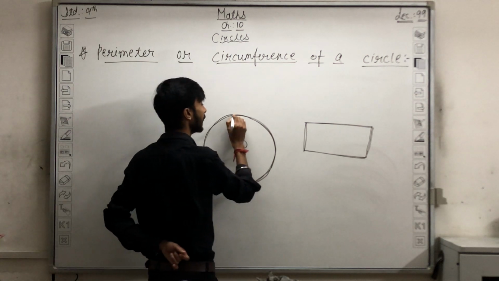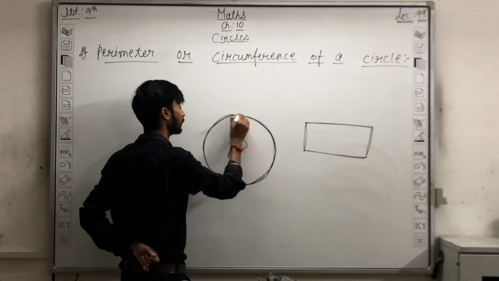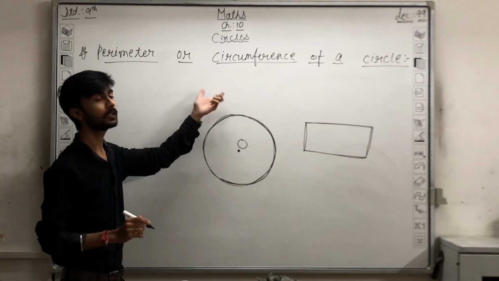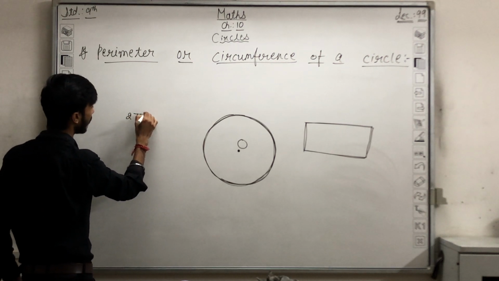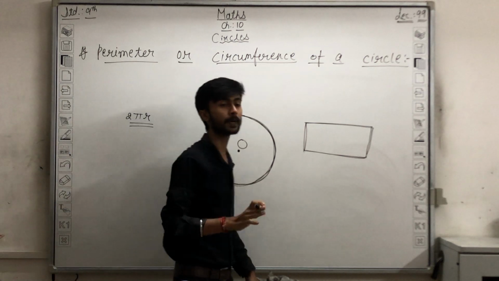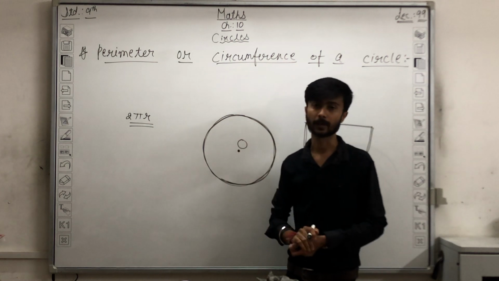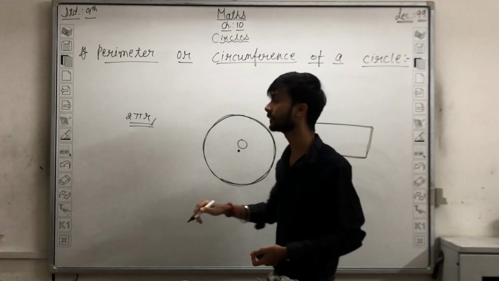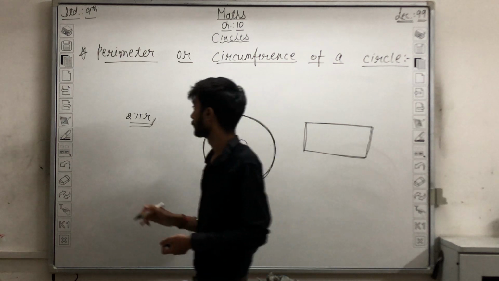So the length of this border, this line, is called the perimeter or circumference, and that is 2 pi r. The circumference of a circle is 2 pi r, otherwise the perimeter of a circle is 2 pi r, where r is the radius of that particular circle.